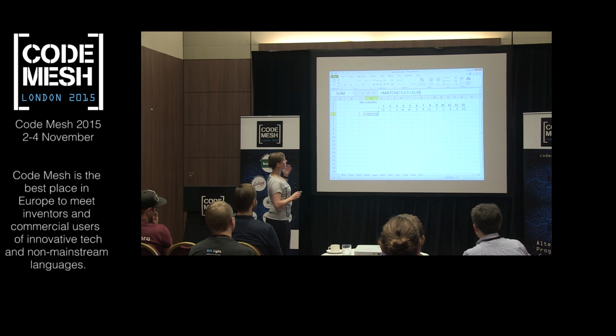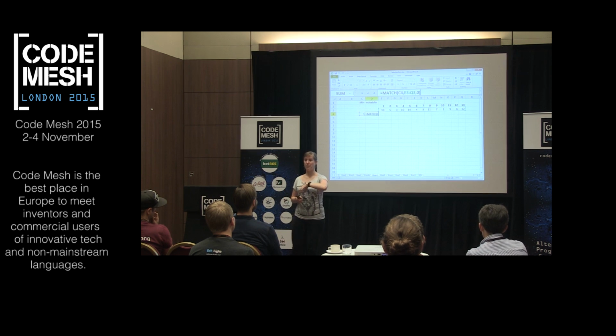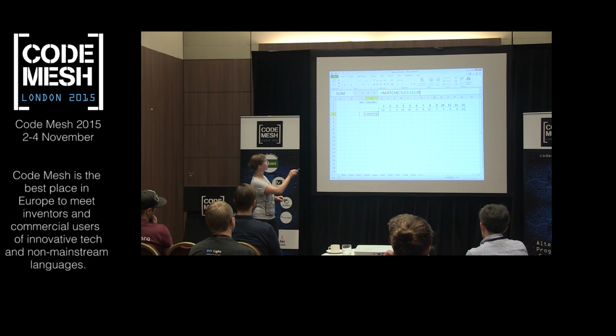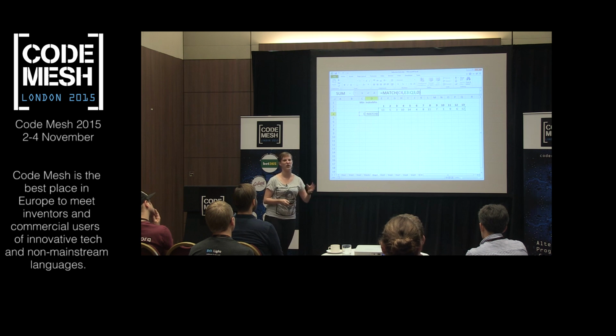Now we know the minimum, but at what position is the minimum located? There is the MATCH function in Excel for this. We say we're going to search for this value in this row. And this means we want an exact value and not an approximation. So that is correct. It tells us that the minimum is at position 1.